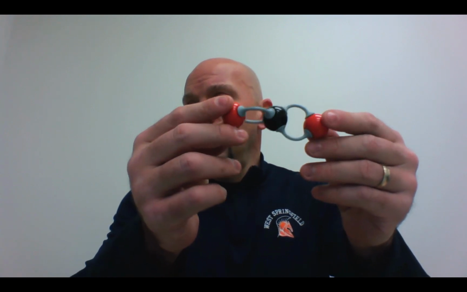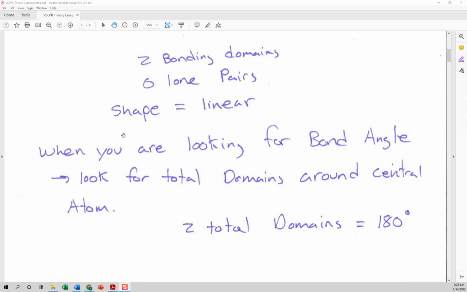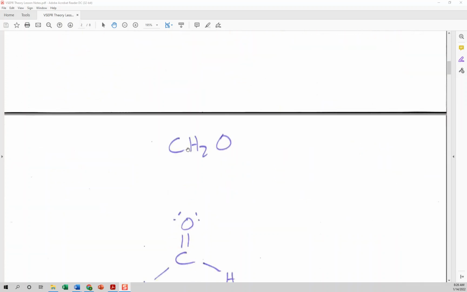And now if we look at the model kit, here's the 3-dimensional model of CO2, and you can see that the bond angle is 180 degrees, okay? All right, so let's go back. Now we're going to look at this molecule.